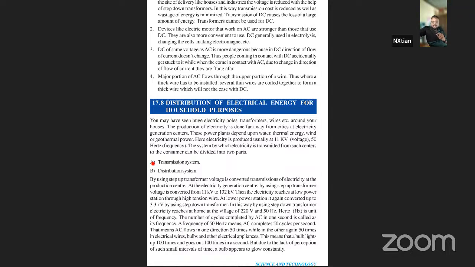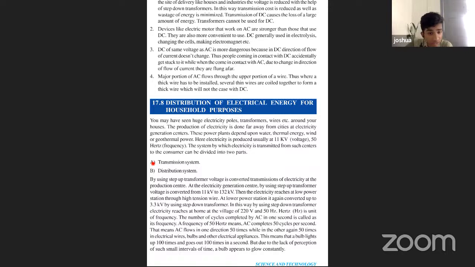Understood, guys? Next, read please. Then the electricity reaches the lower power station through high tension wire. At the lower power station, it is again converted down to 3.3 kV by using a step down transformer. In this way, by using a step down transformer, electricity reaches homes in the village at 220 V and 50 Hertz.